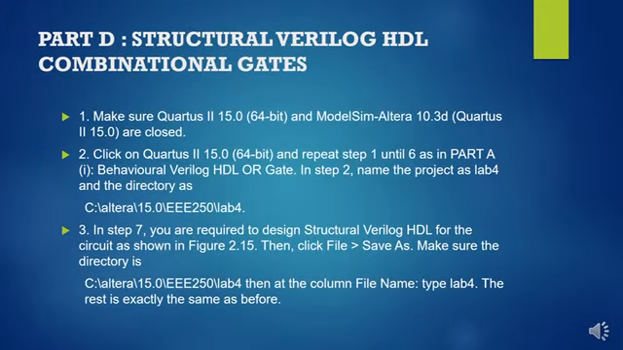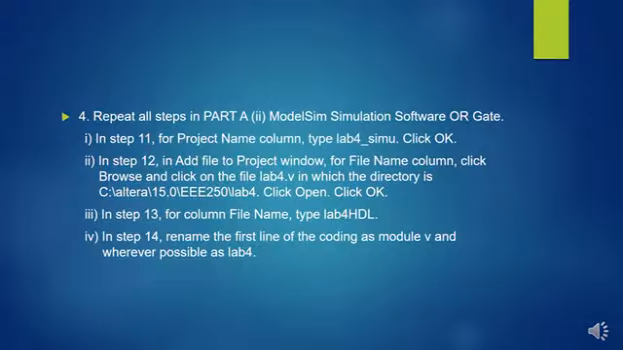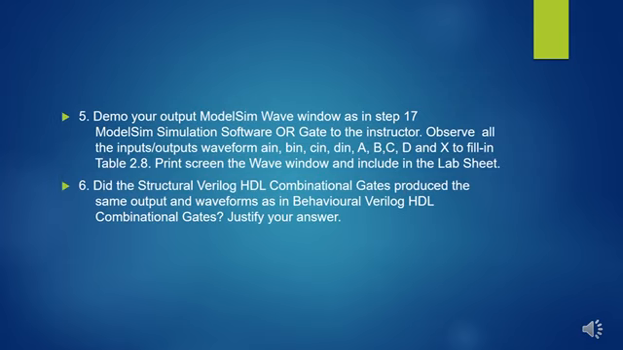Finally, the last part, which is Part D, Structural Verilog HDL Combinational Gates. Follow all the instructions written in Slide 35 accordingly. Next, repeat all the same steps of the second part in procedure Part A in the previous slide, and follow exactly all the instructions written in this slide. Demo your output, and observe all the inputs and outputs waveform. Finally, fill in the values from the observation in Table 2.8 in the next slide. Answer the question and justify your answer.